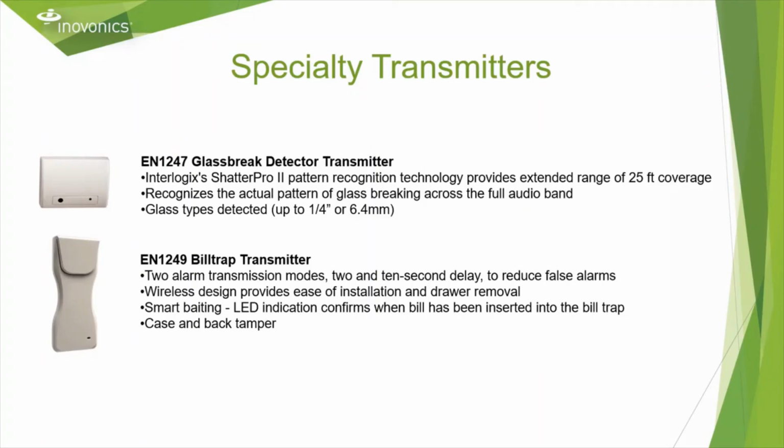The EN1247 glass break detector uses Interlogix's Shatter Pro 2 pattern recognition technology that provides 25 feet of coverage, recognizes the actual pattern of glass breaking across the full audio band and up to 1/4 inch thick glass. The EN1249 bill trap transmitter has 2 alarm modes, 2 or 10-second delays to avoid false alarms, easy install due to no wires, smart baiting to indicate the bill has been inserted, and back and internal tampers to prevent its removal.